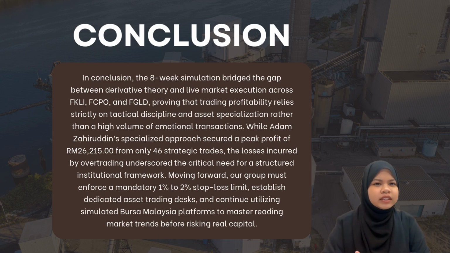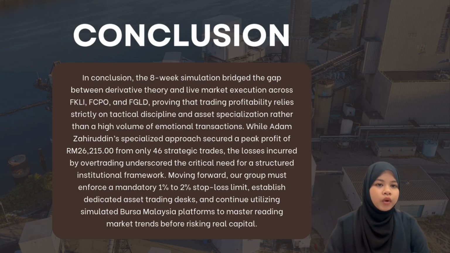This was crystal clear when we compare our results. Adam proved this by securing a massive 26,215 ringgit profit using just 46 highly strategic, specialized trades in the FCPO market. On the other hand, our struggle with overtrading and emotional decisions shows us exactly why a group needs a strict, professional system in place to survive.